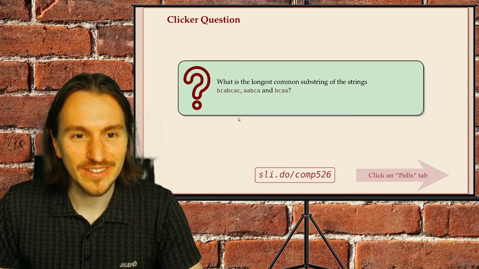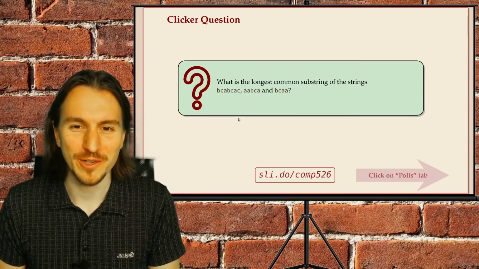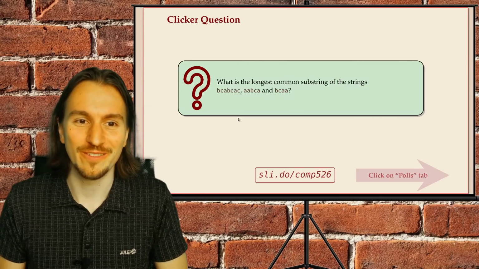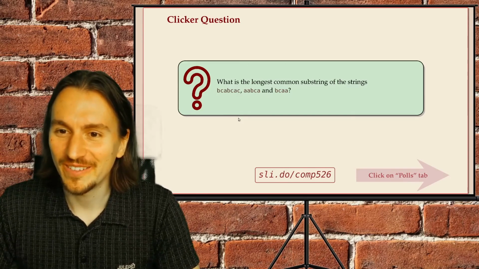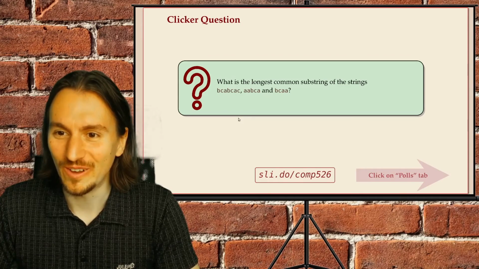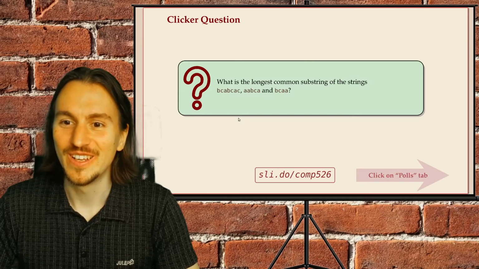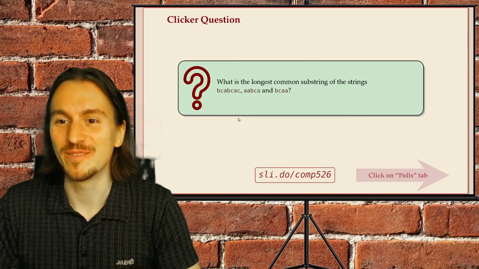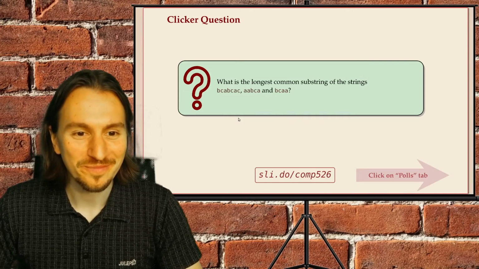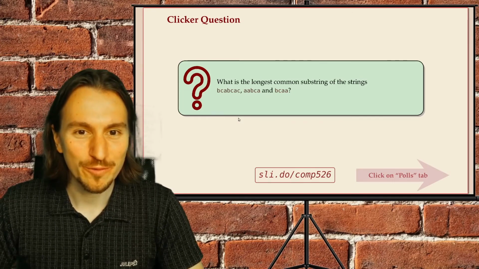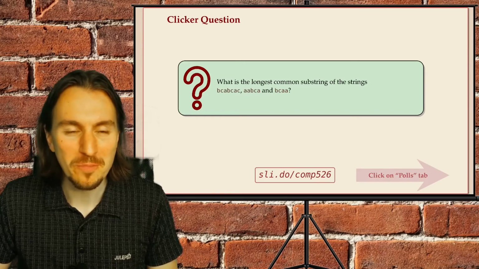I see 10 answers. Again, if you feel like you have no idea what I'm talking about, a valid answer is "I'm lost" or "don't know." And otherwise, try to find the longest common substring of BCA, BCAC, AA, BCA, and BCAA. Great words to pronounce. We have 14 votes. I'd love to see a few more.